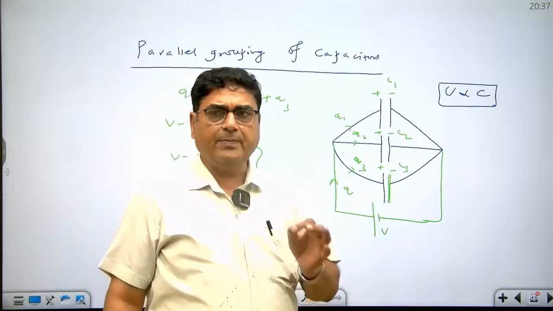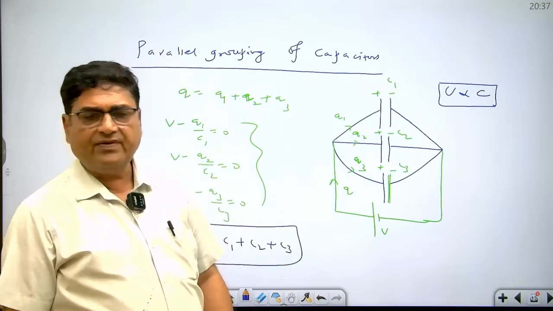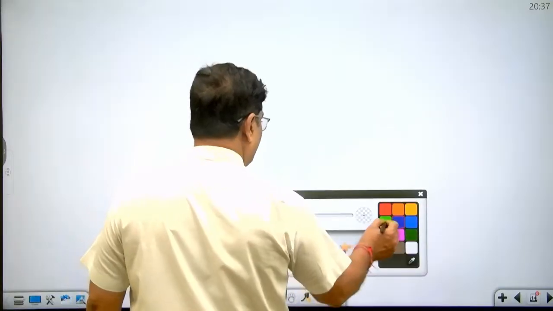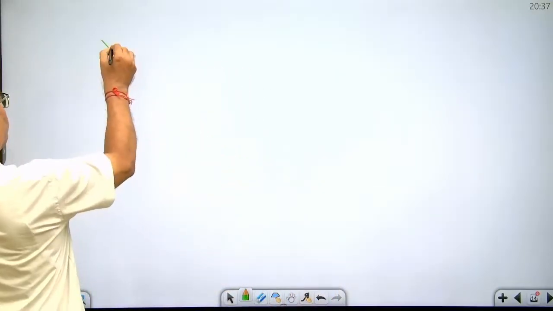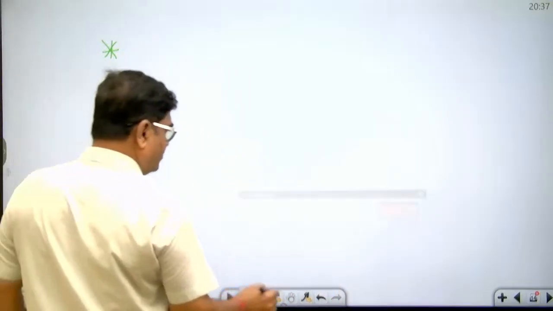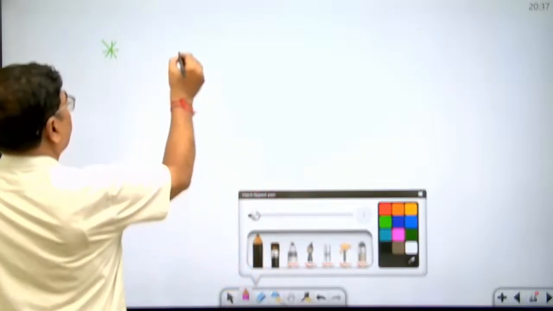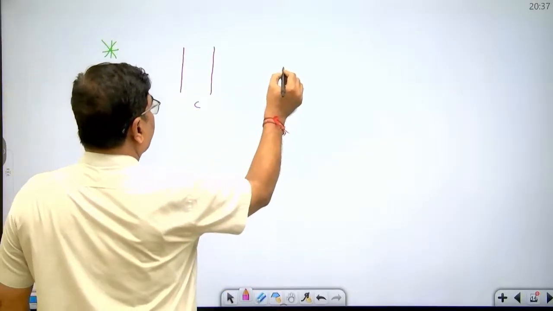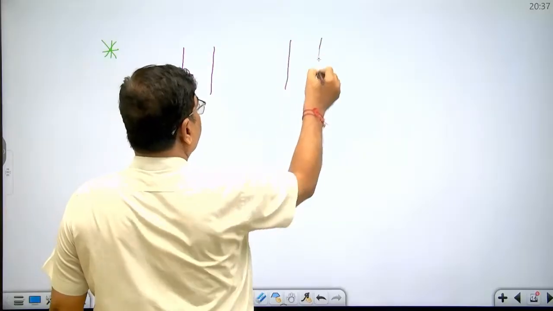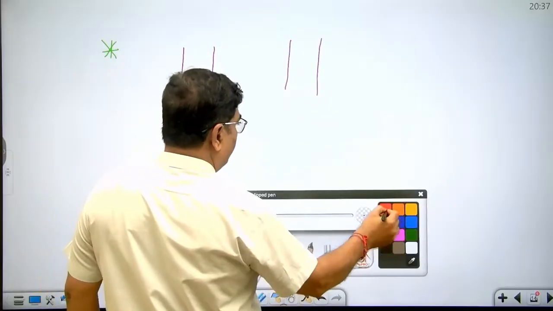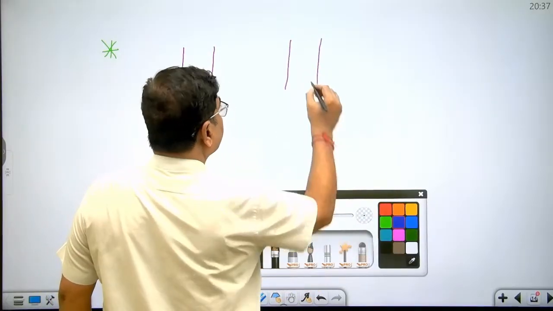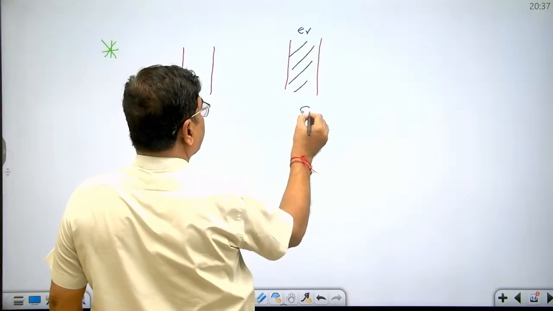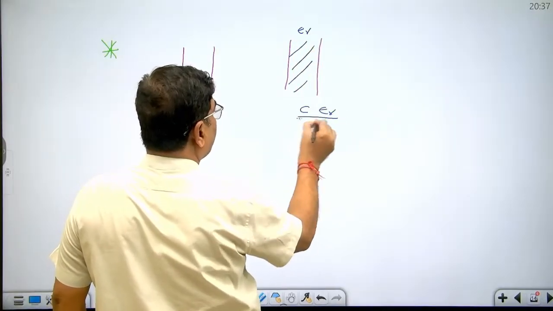Now we will see some important points for solving problems of capacitors. These are important points to remember, okay? For solving the problems of capacitors. If the capacitance of an air capacitor is C, and you insert a dielectric material having dielectric constant epsilon R between the plates of the capacitor, then its capacitance will become C into epsilon R, okay?